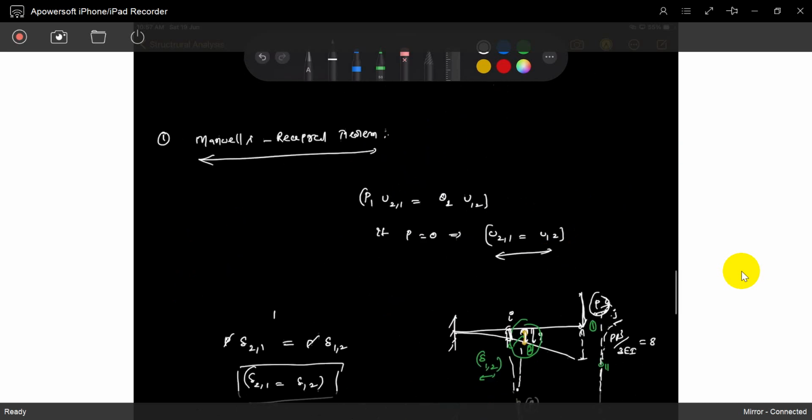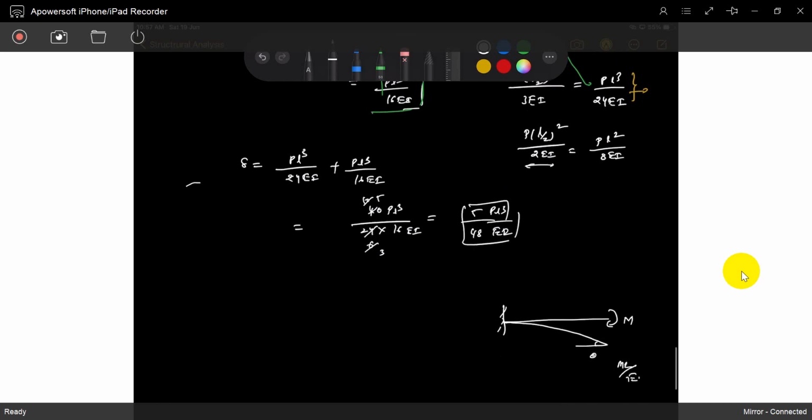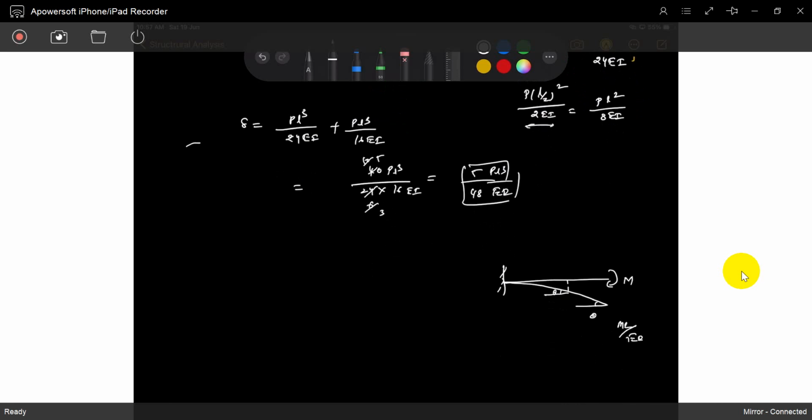But you can solve the same problem, if you want, with a rotation M. So this will go by rotation. So you know this is theta. What is the theta? ML by EA. What is the theta at the top? You don't know? Do you know? No. So how can we solve?